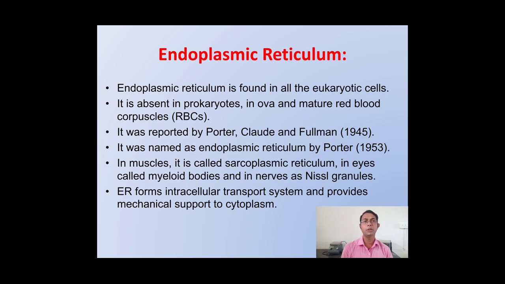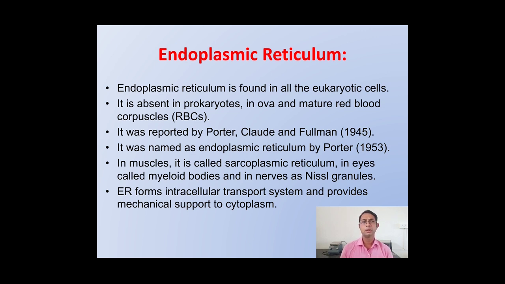Endoplasmic reticulum is found in all eukaryotes. So it means it is absent in all prokaryotes, in ova and mature red blood cells or corpuscles. So we can say that it is mostly present in eukaryotic cells, but the exceptions are ova and mature red blood cells. It was first reported by Porter, Claude and Fullam in 1945, and it was named endoplasmic reticulum by Porter in 1953. In muscle it is called sarcoplasmic reticulum, in eyes it is called myeloid bodies, and in nerves it is Nissl granules. These are nothing but the different names of the endoplasmic reticulum.